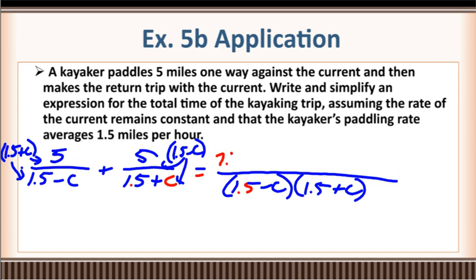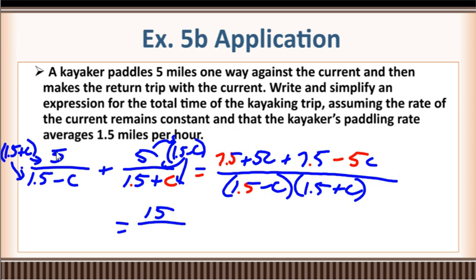So we got 7.5 plus 5C plus 7.5 minus 5C. When I combine it, 7.5 plus 7.5 is 15, and 5C minus 5C is 0. And that's all over 1.5 minus C times 1.5 plus C. And that would be our total time. That is our lesson today on adding and subtracting rational expressions.